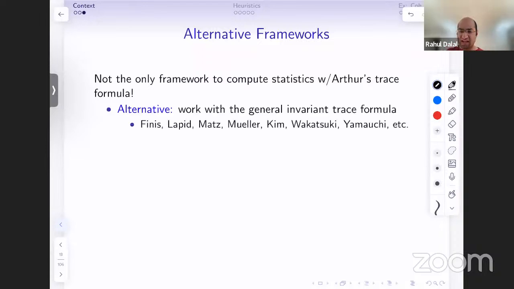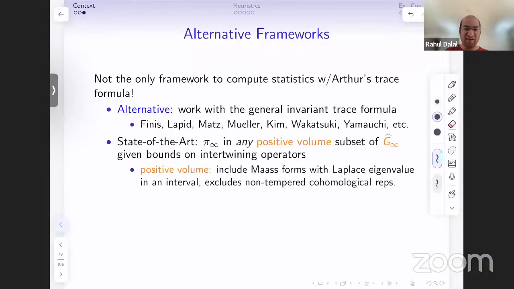So this framework is, instead of trying to take the invariant trace formula and focus on a case where it simplifies, you just be very brave and you look at the general invariant trace formula and try to say as much as you can about the terms, no matter how complicated they become. A lot of authors have used this strategy, like Finis, Lapid, Matz, Müller, Kim, Wakatsuki, Yamauchi, and there are many more.